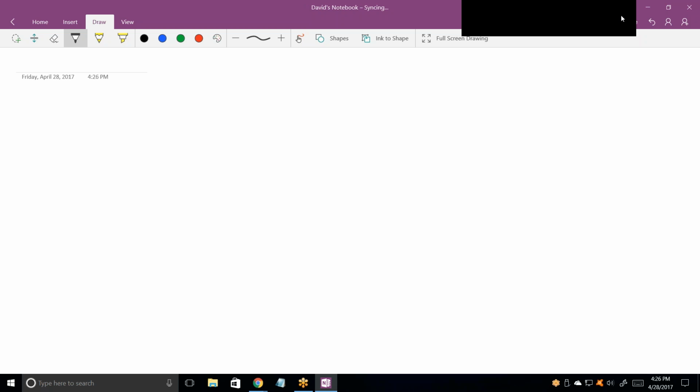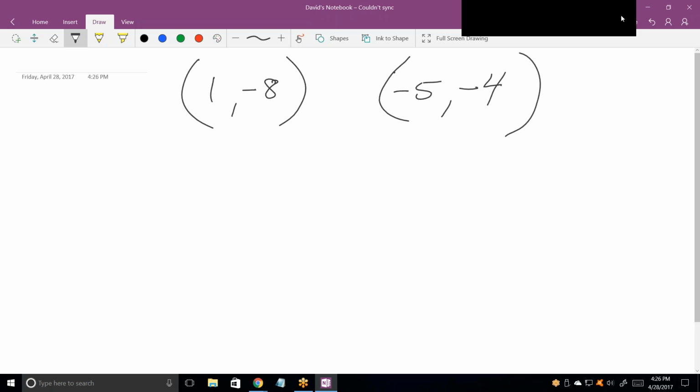So this is find the midpoint. Sorry, let me just box this in because I'm taking notes. This is actually very easy. The two points are (1, -8) and (-5, -4). The midpoint is going to be the halfway point between the x coordinates and the halfway point between the y coordinates.